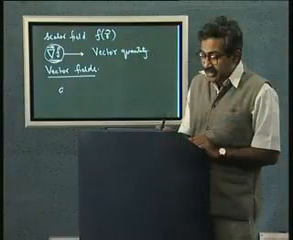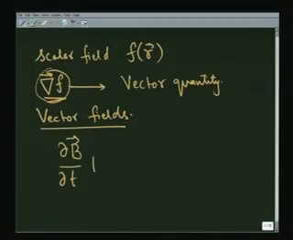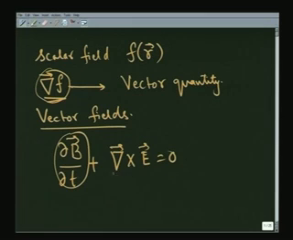Like for example, if there is a changing magnetic field, so delta B by delta t is not equal to 0, then delta B by delta t plus curl E equal to 0. So in that case, this changing magnetic field is going to produce an electric field which cannot be written as the gradient of a scalar field. However, it has the transformation properties which are exactly the same as the gradient of this scalar function.